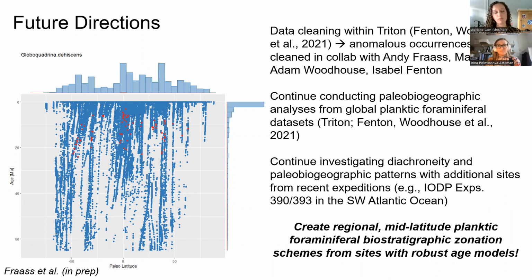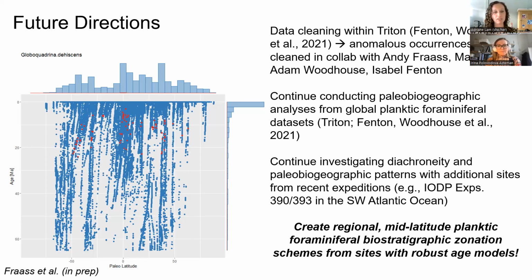So what we're finding by playing with the data in Triton is that we have some anomalous occurrences of species. For example, species that should be confined to the P alpha zone are actually occurring in the Oligocene. As you can imagine, that may affect paleobiogeographic patterns and measures of diversity. I'm working on this with Andy Frost, who's leading the paper, Mark Leckie, Adam Woodhouse, and Isabel Fenton.